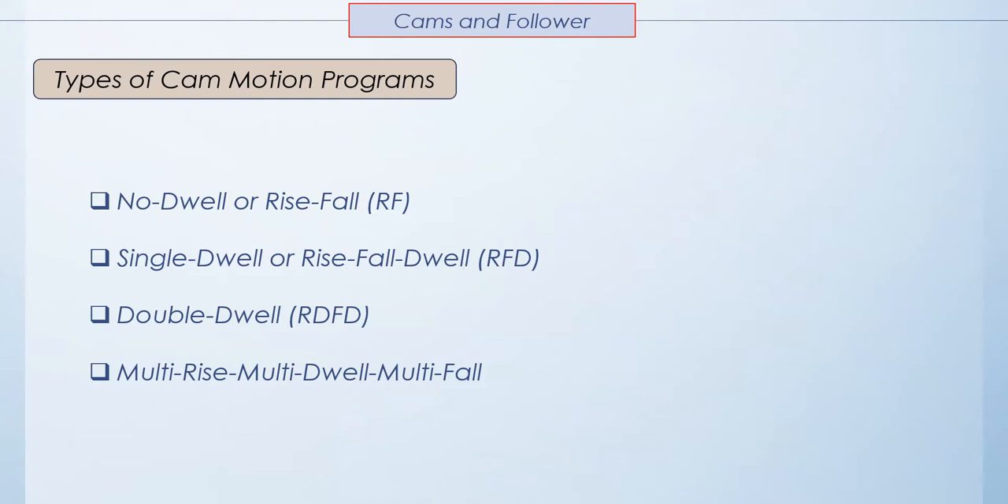You don't need to stop, dwell at the end of the stroke, and you simply have to get the valve open long enough and wide enough to get the gas in and out.